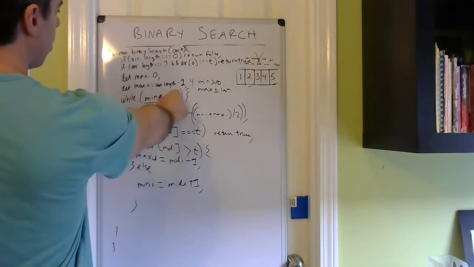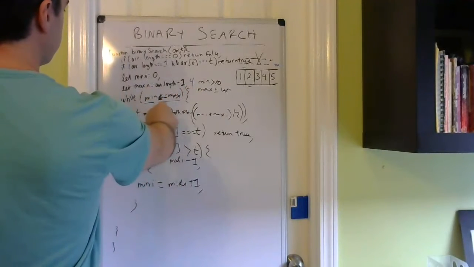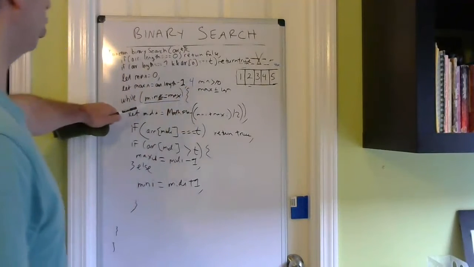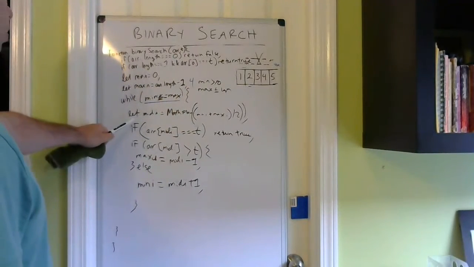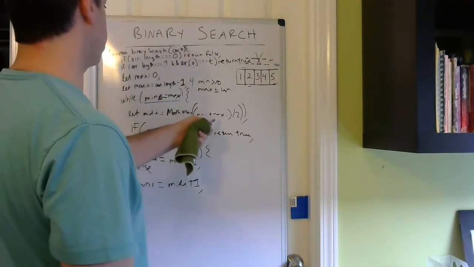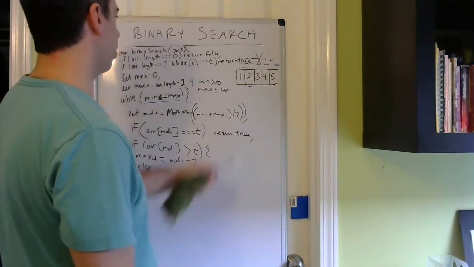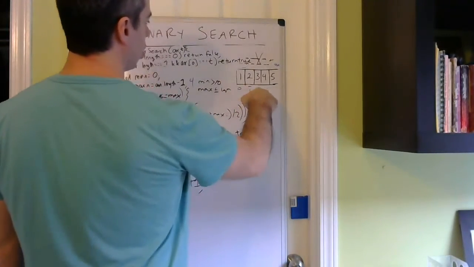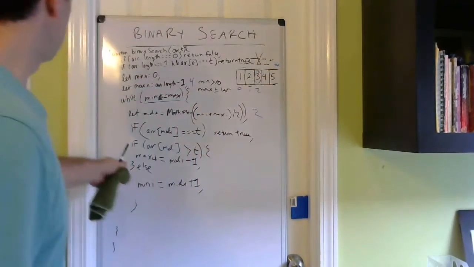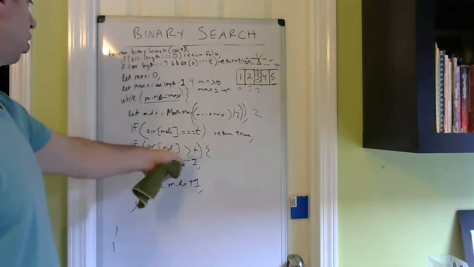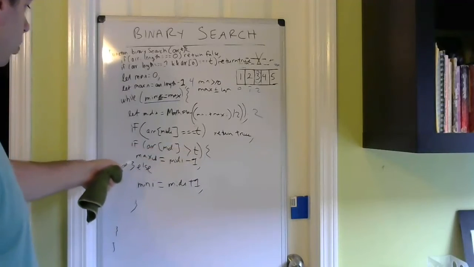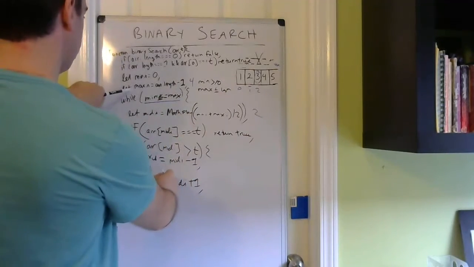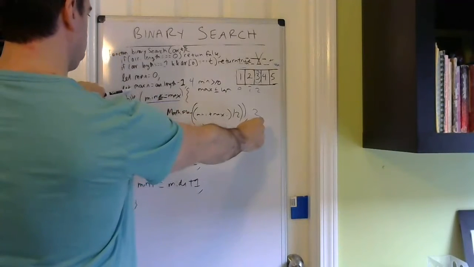Min index is 0, max index is 4. Is the min index less than or equal to the max index? Yes. Mid index equals min plus max divided by 2. 4 divided by 2 is 2. So we're at 0, 1, 2. So right now I'm at 3. 3 is greater than the target. So max index, we're greater than it, equals middle index 2 minus 1.